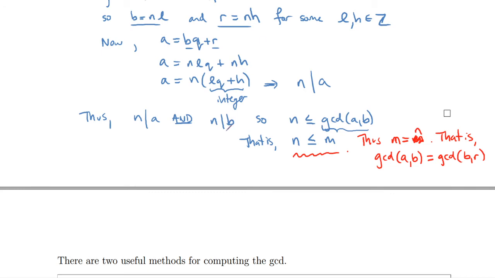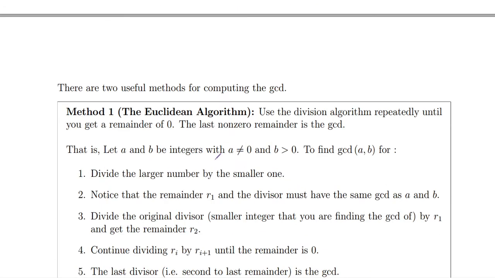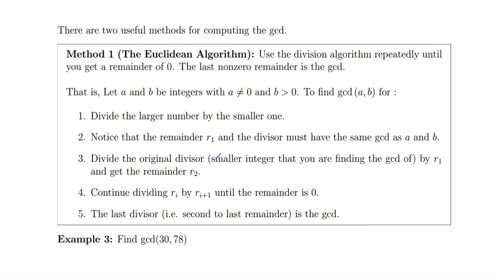Now, why is that useful? Well, let me show you. There are two pretty useful methods for computing the GCD. There really are three because I showed you the one up above where you just write out all the divisors, but that's kind of inefficient. This method here is very efficient.